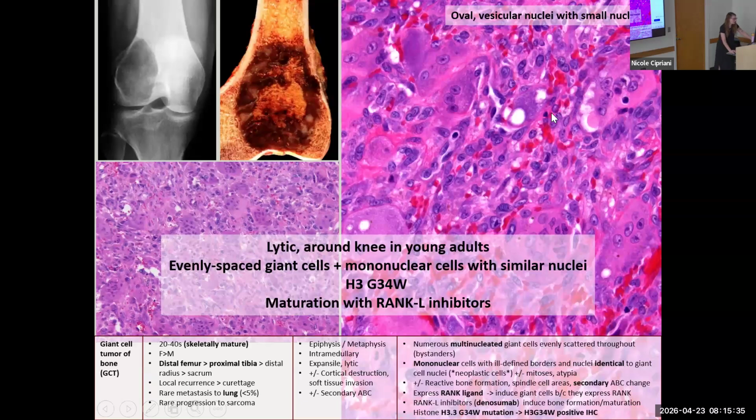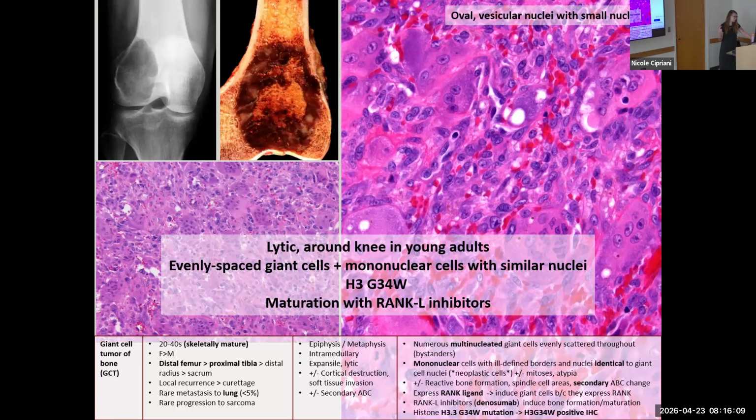So we know that in GCT, the neoplastic cells are the background mononuclear cells. They have similar nuclei to those in the giant cells, which are oval, sort of moderate sized, and having small nucleoli. So that's how we can distinguish them from other giant cell rich tumors. Additionally, often the giant cells in the background are very pronounced and have tons of nuclei, 10, 20, 30, 40, 50 nuclei in some cases. Mutation here is G34W. So again, you can use that IHC if you need to.